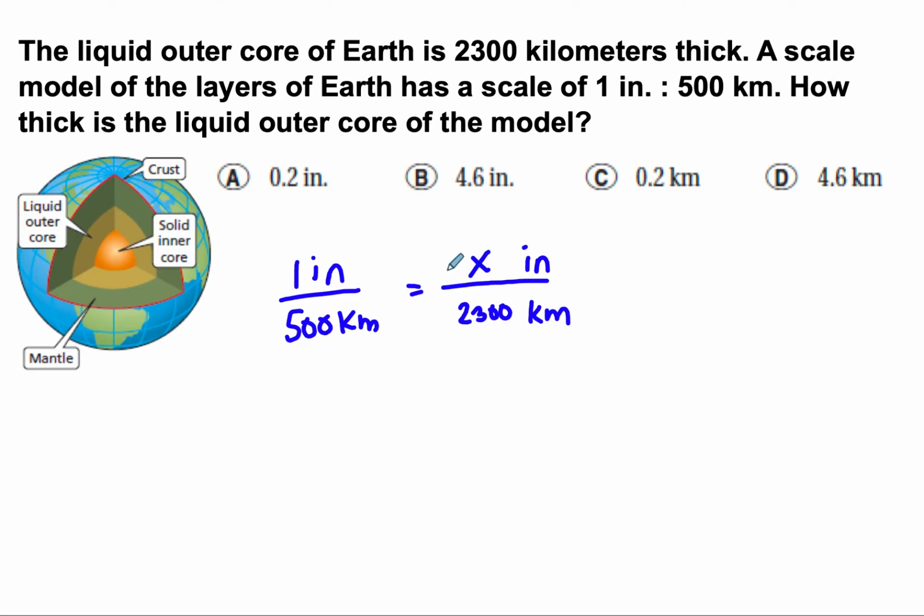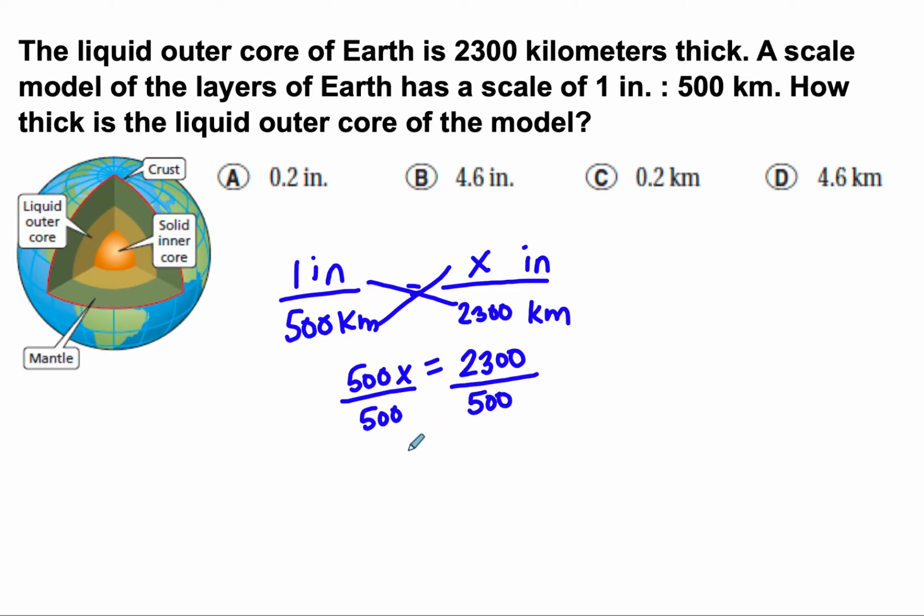All right, so let's see. I'm going to do cross products on this one. 500 times x is 500x. 1 times 2,300 is 2,300. Then I'm going to divide both sides by 500. You can use a calculator, that's fine.